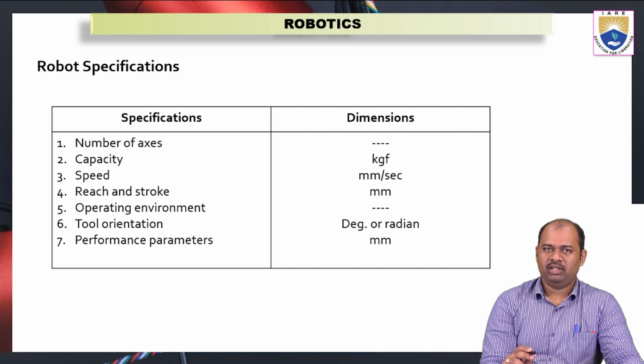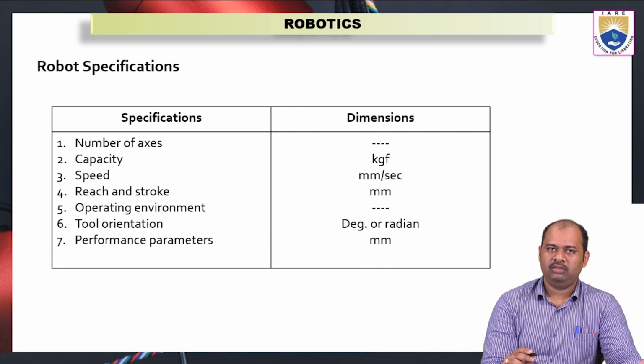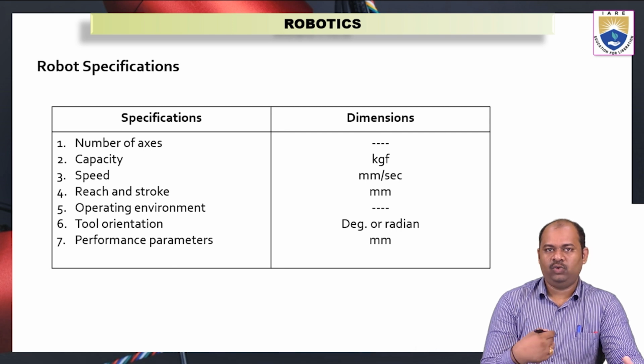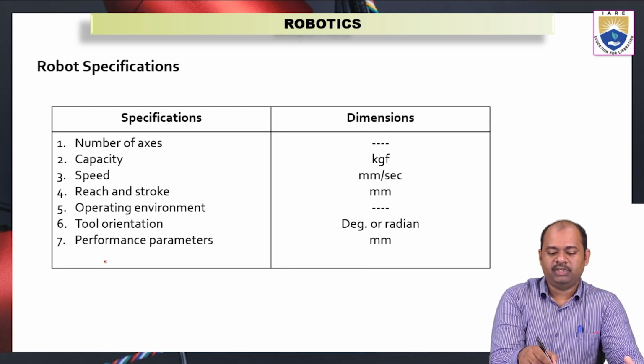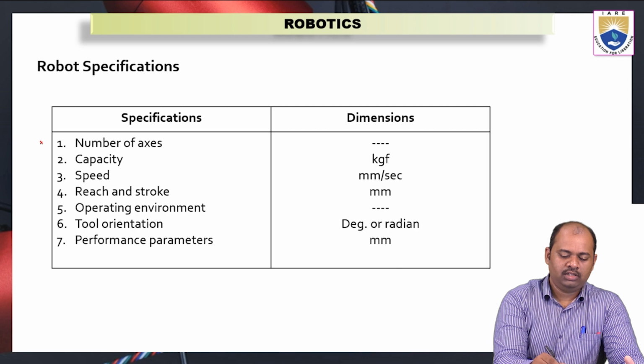If I want to use the robot for a pick and place operation, it also depends on the dimensions up to which a robot should reach. So depending on that, I can select a robot based on these specifications. Now we'll see what the specifications are.